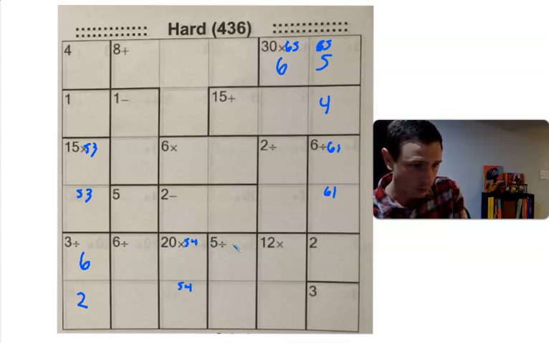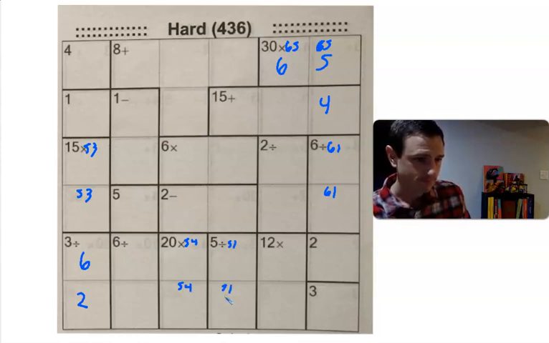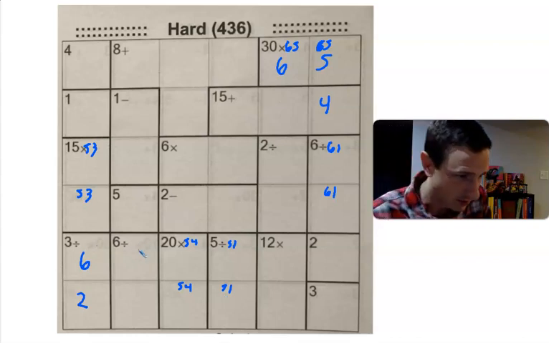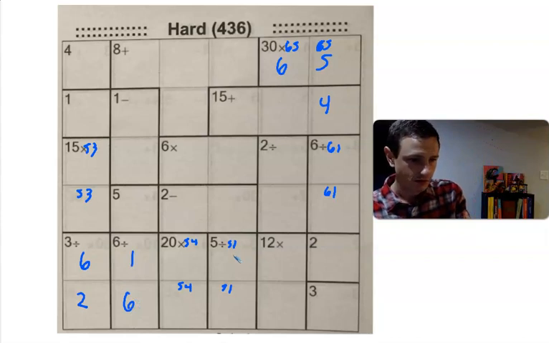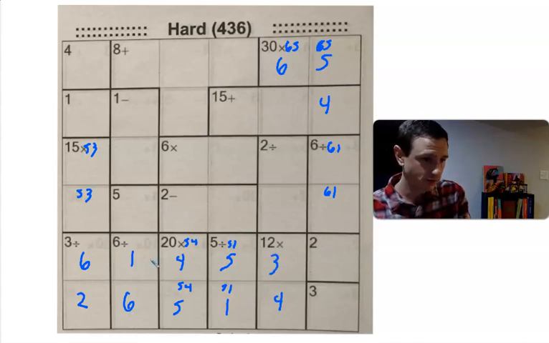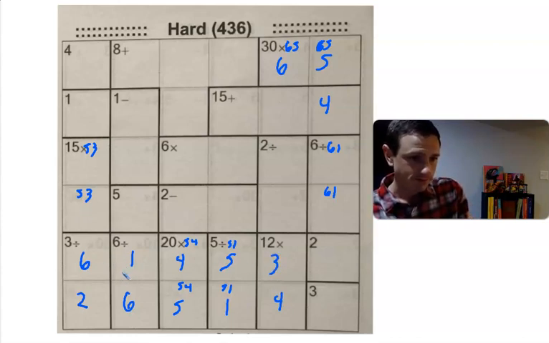This puzzle is kind of overwhelming, how many numbers I could just throw in here. 5-1, 5-1. This has to be 6-1, which I can't put a 6. So 6-1, 5-1. Awesome. That was a really nice opening sequence there.